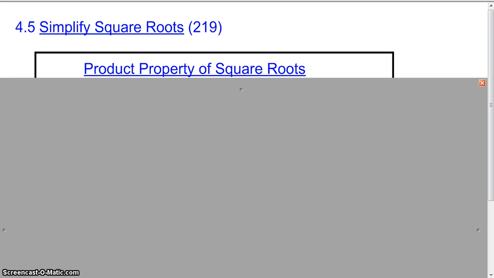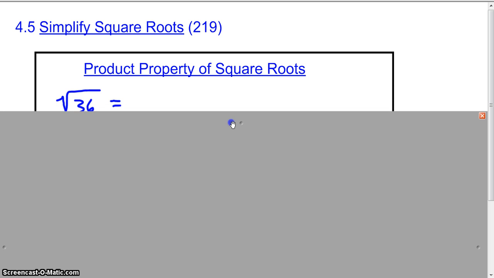Okay, today we are in Chapter 4, Section 5, Simplify Square Roots, page 219. So today we are going to talk about the product property of square roots. So the word product, what operation does that mean? Product means multiplication. Everyone? Multiplication. So we're talking about multiplying square roots, okay? So let's see what that means.